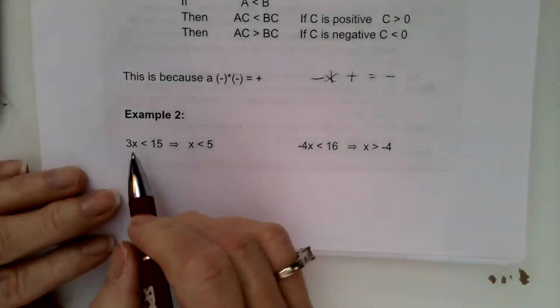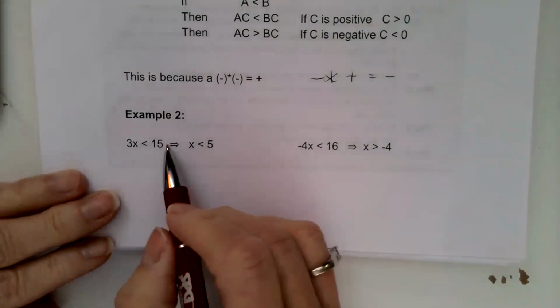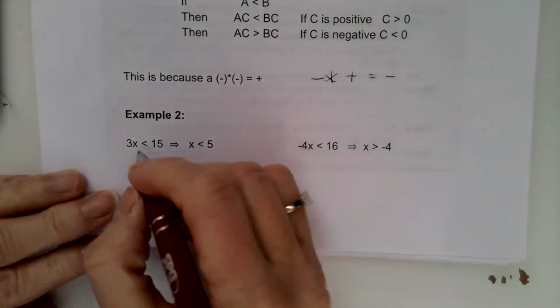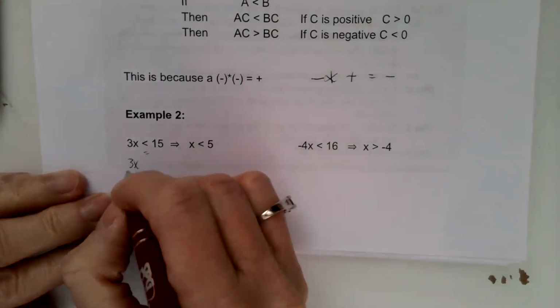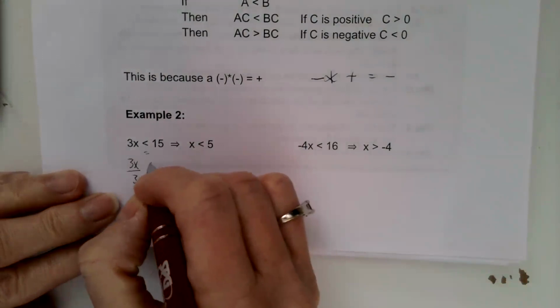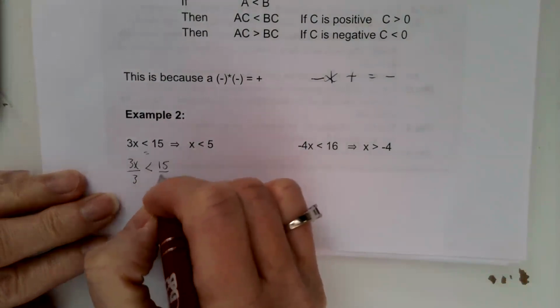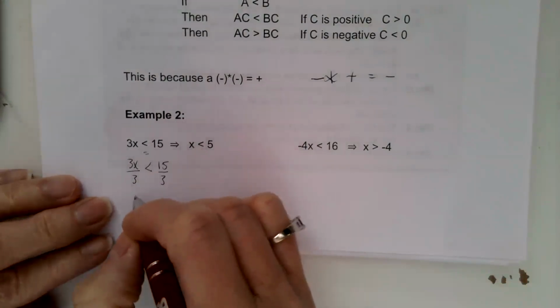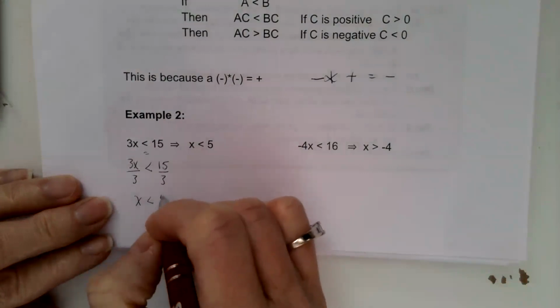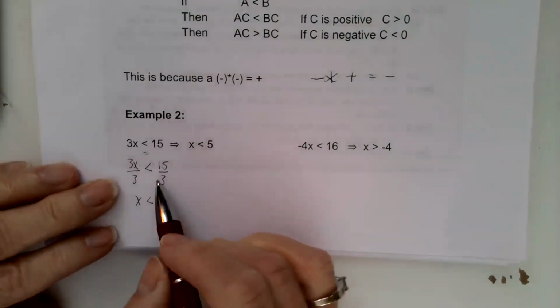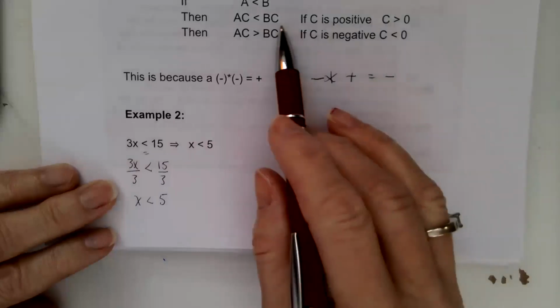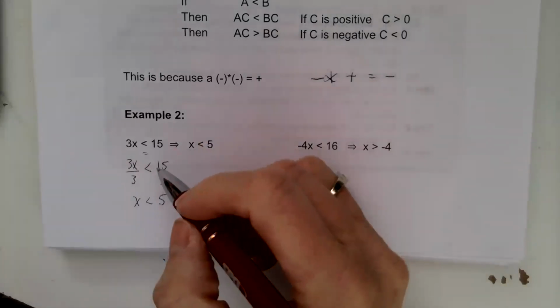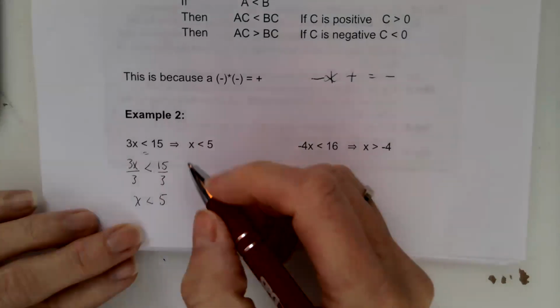So that means that 3 times x is less than 15. So I'm going to treat this as an equal sign. That means I would divide by 3 on both sides to solve for x. So x is less than 5. I'm dividing by a positive 3, and so that means that because C is positive, what I'm dividing by, it stays less than. And that's true.